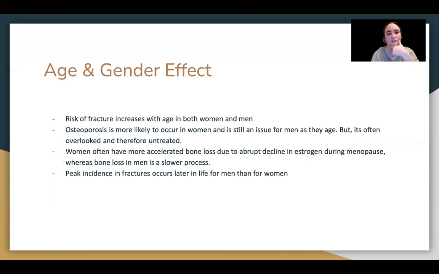Age and gender effect. Risk of fracture increases with age in both women and men. Osteoporosis is more likely to occur in women and is still an issue for men as they age, but is often overlooked and therefore untreated. Women often have more accelerated bone loss due to an abrupt decline in estrogen during menopause, whereas bone loss in men is a slower process. Peak incidence of fractures occurs later in life for men than for women.